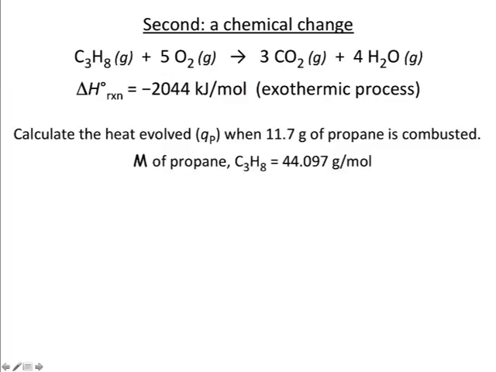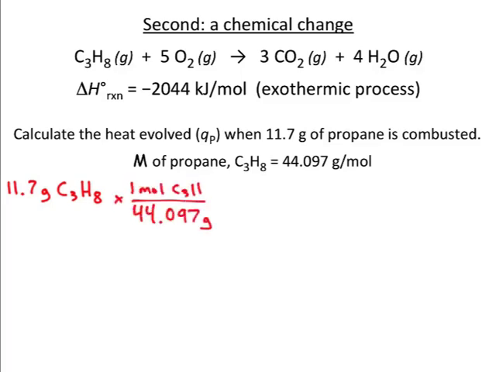So what we can do with that is problems of this type. Calculate the heat evolved. Evolving in this case means leaving. The heat evolved at constant pressure when 11.7 grams of propane is combusted. All right, so we have the molar mass of propane here. First, we have 11.7 grams of propane. And now we have a relationship between enthalpy, and thus heat released at constant pressure, per mole of propane. So we need to convert from grams to moles of propane.